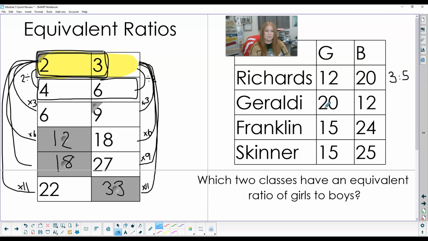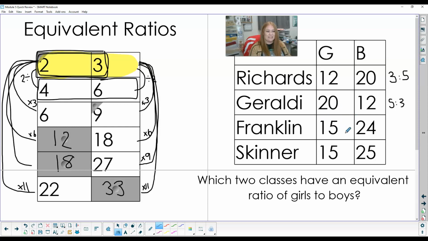So let's see what Mrs. or Mr., we don't know, Giraldi's class is: 20 to 12. So already I can see that these are backwards. Richard's and Giraldi's are not going to be the same. Let's see what it is. So, right, we already know the factor that goes into 12 and 20 was 4. So we can divide 20 by 4 is 5. 12 divided by 4 is 3. So these are actually opposites of each other. They're not equivalent.